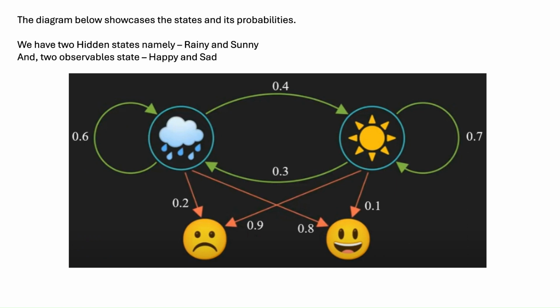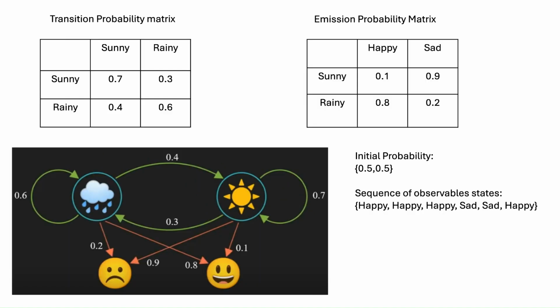The diagram showcases the states and its probability. From the given diagram, we can infer there are two states or the hidden states called the rainy and sunny, and we have two observable states called happy and sad. From the given data or from the diagram, we can tabulate transition and emission matrix. The another given data is the initial probability, that is 0.5 and 0.5, and the sequence of observable states happy, happy, happy, sad, sad, and happy.